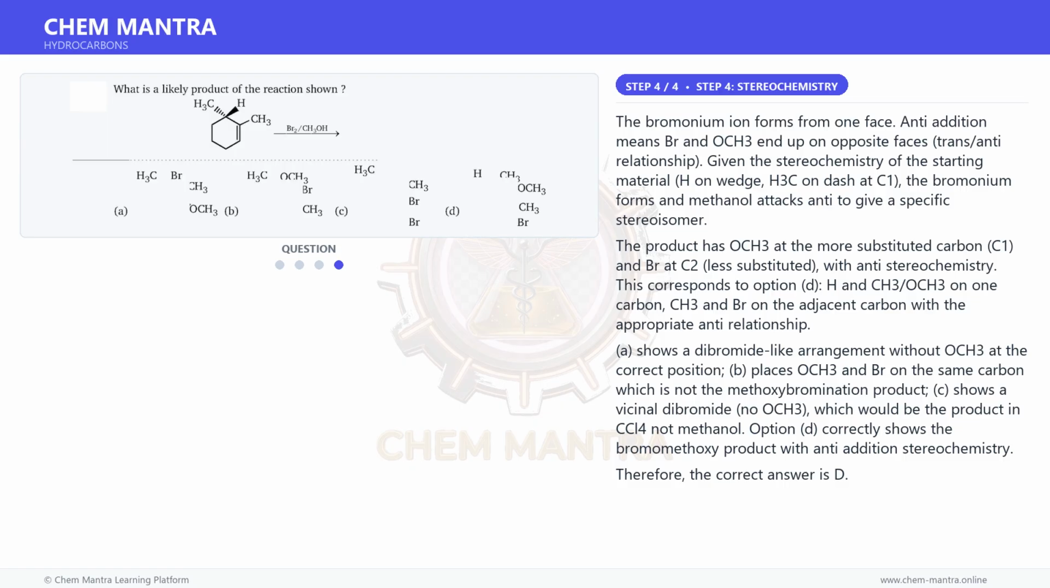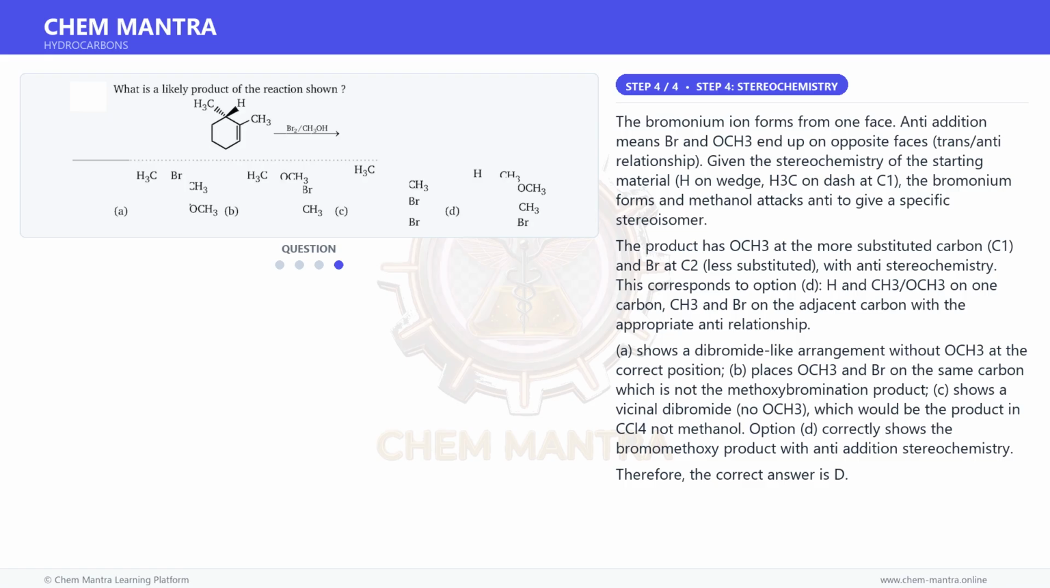A. Shows a dibromide-like arrangement without OCH3 at the correct position. B. Places OCH3 and Br on the same carbon, which is not the methoxybromination product. C. Shows a vicinal dibromide, no OCH3, which would be the product in CCl4, not methanol.